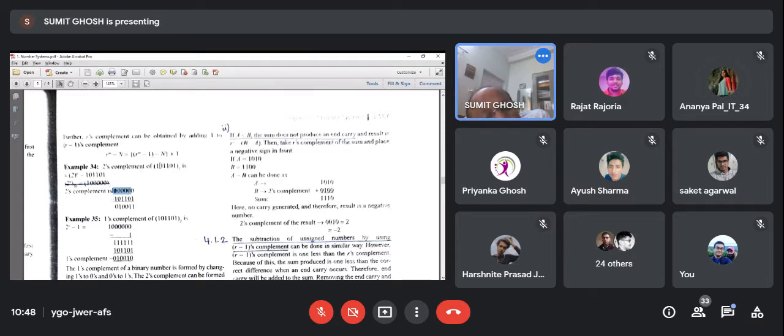Now, sir, the same string 101101. I write here 1011. Now, example 34 was 2's complement. Example 35 is 1's complement. So 1's complement is what? r to the power of m minus 1 minus n. So 2 to the power of 6 minus 1 is this number. From this, you subtract the number itself.